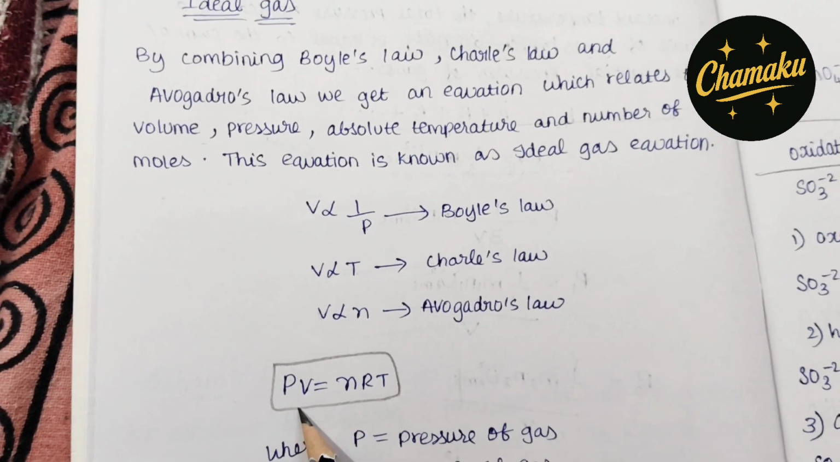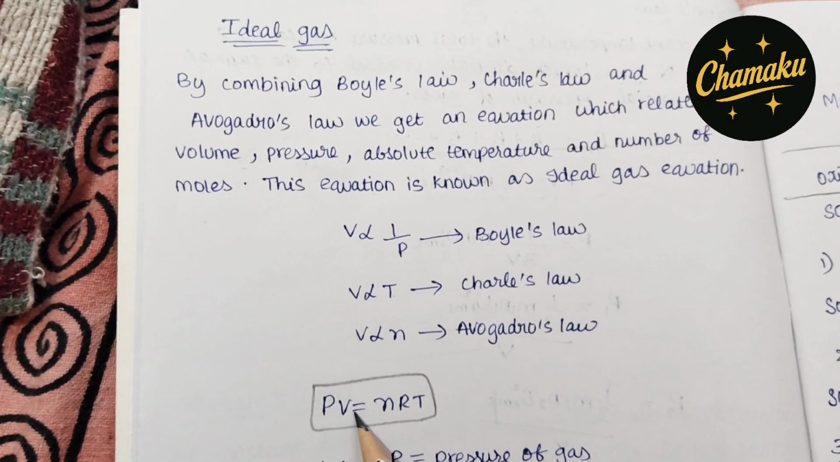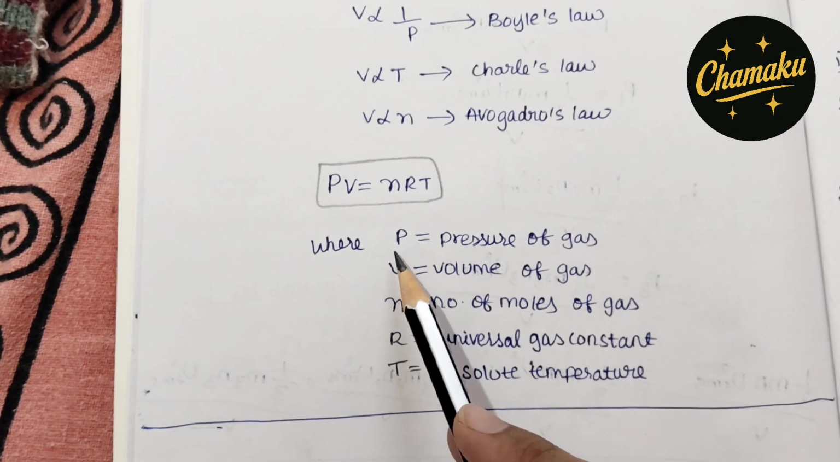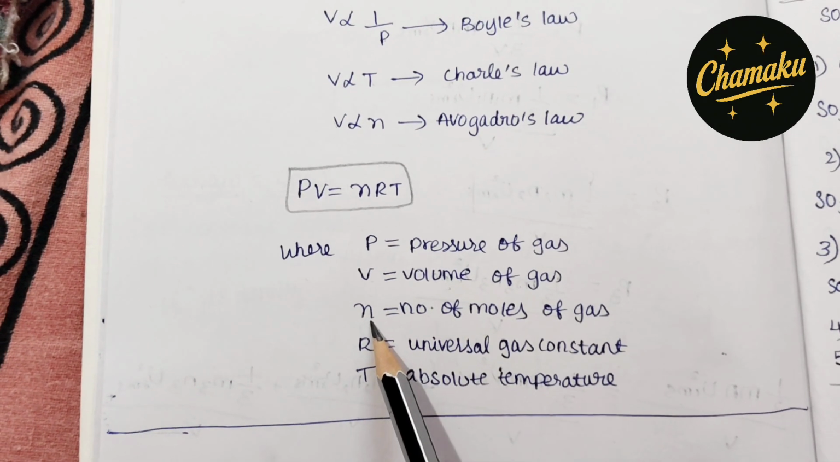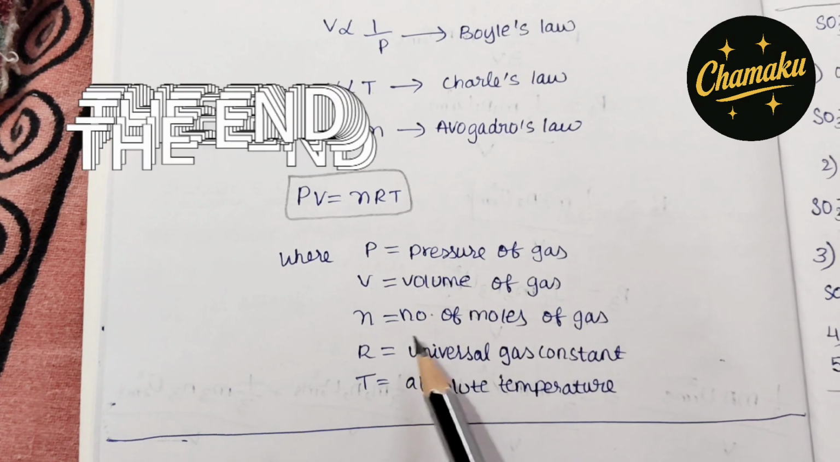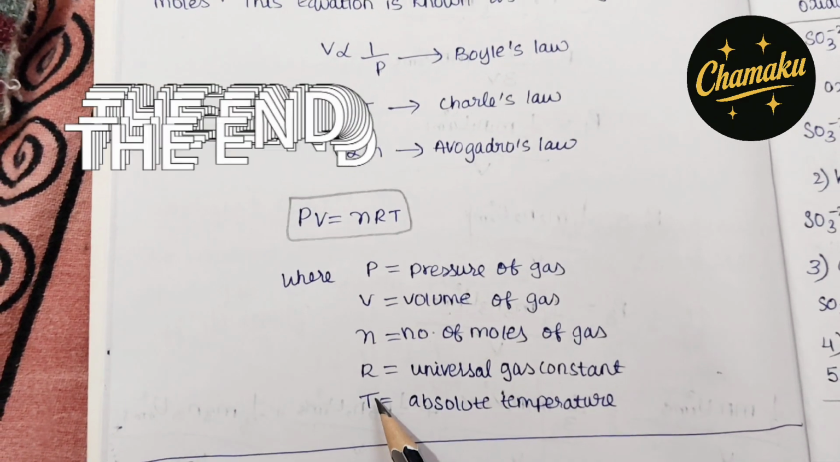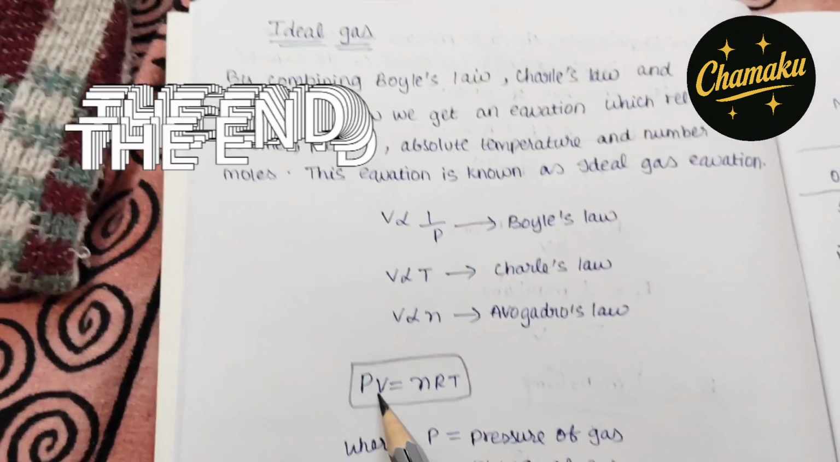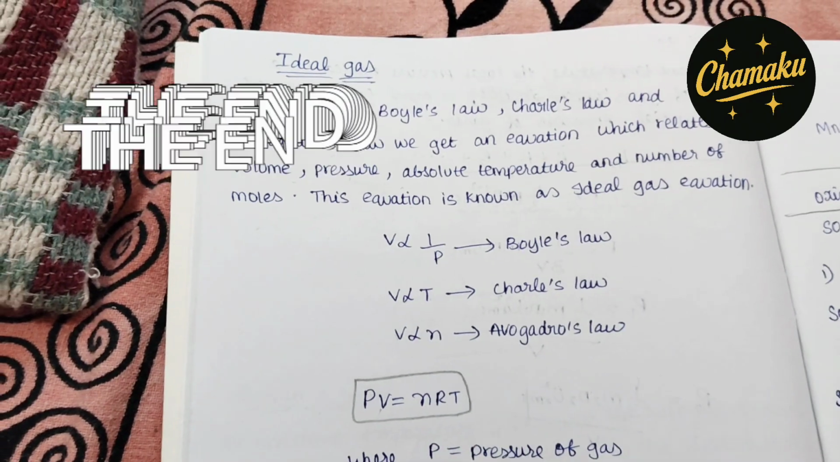So this is the formula of the ideal gas equation. This is the ideal gas equation: PV is equal to nRT. Where P is the pressure of the gas, V is the volume of the gas, n is the number of moles of gas, R is the universal gas constant, and T is the absolute temperature. So if you know the ideal gas equation, you can easily write the ideal gas definition as well.